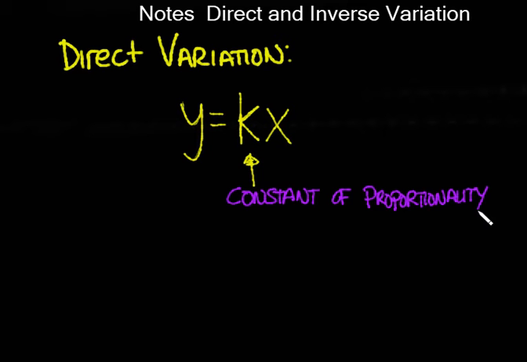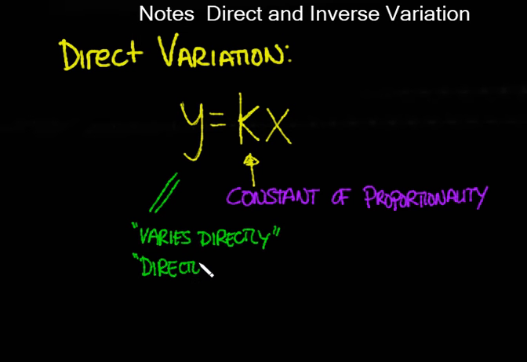Words that imply your function will look like this: if you see the words like varies directly, or if you see something is directly proportional, it implies that you're going to be dealing with a function that looks like this, where you have an x and y, and your job is to just figure out what that k is.